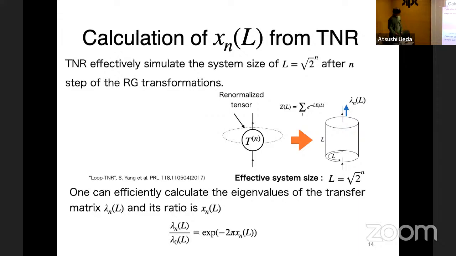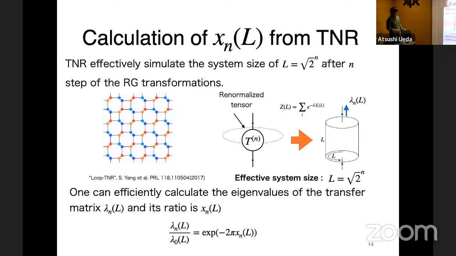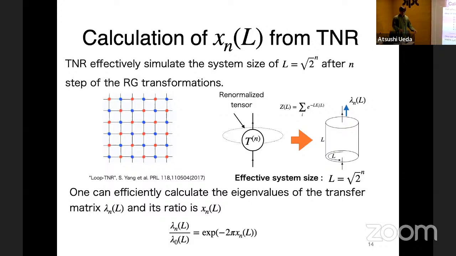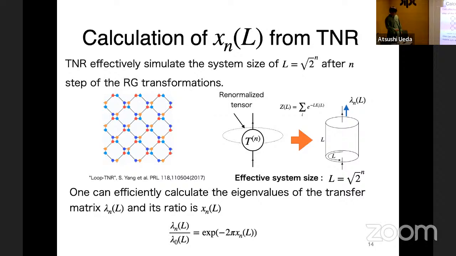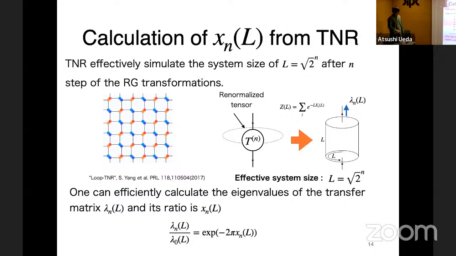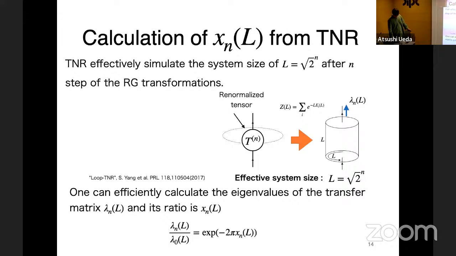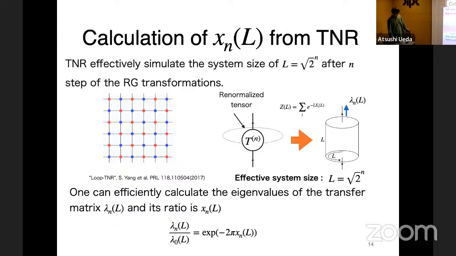Okay, let me go back to the TNR. TNR effectively simulates system sizes of L times the square root of 2 to the power of n after n steps of the RG transformation that I explained before. So one can efficiently calculate the eigenvalues of the transfer matrix, lambda_n, with this one, just by contracting in the x direction, and then you can easily get X_n,L. And using this X_n,L calculated numerically, and using this equation, you get this quantity, which is nothing but the running coupling constants.